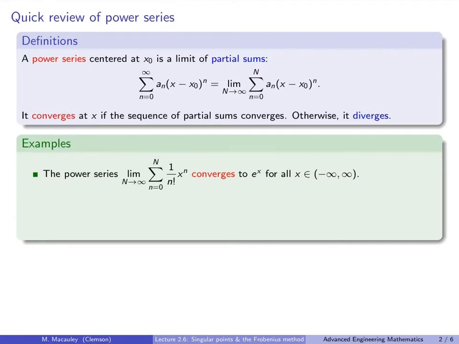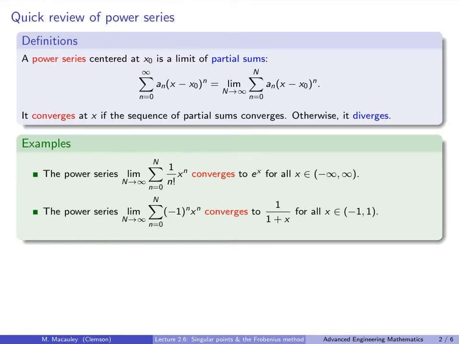Here are some simple examples. Here's a power series: the infinite sum from n equals 0 to infinity, which formally we write as a limit of partial sums, of 1 over n factorial times x to the n. This converges to e to the x everywhere, so we say for all x. This function literally equals e to the x everywhere on the real line.